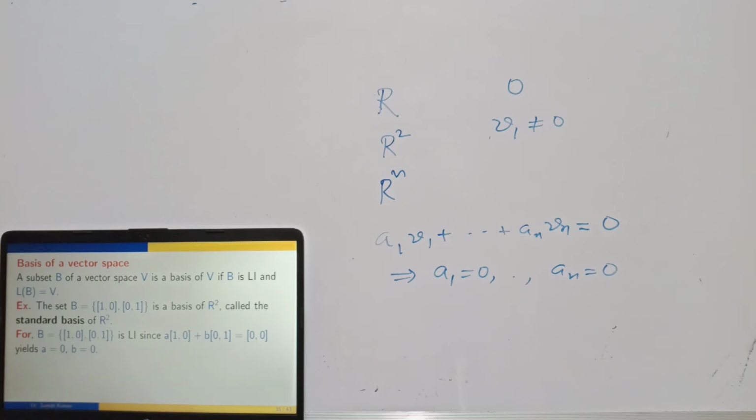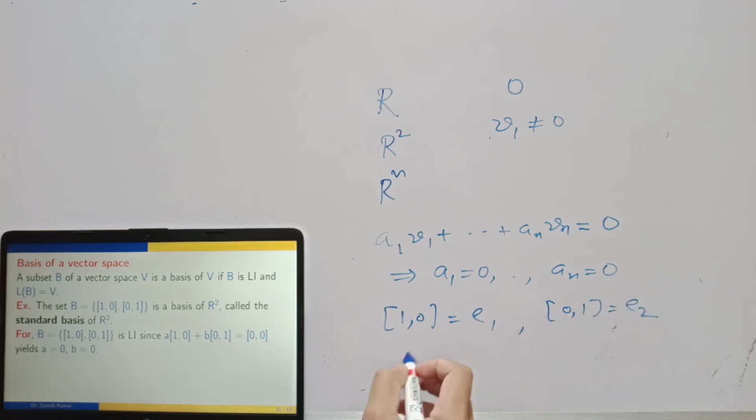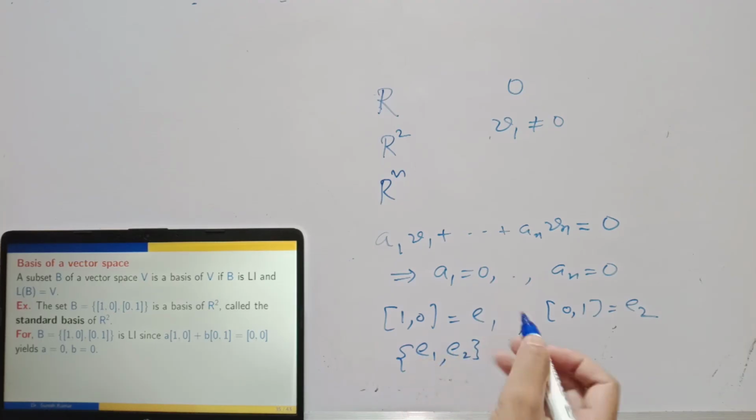Standard basis you should keep in mind. For R2 it is (1, 0), (0, 1). Sometimes we also write (1, 0) as E1. E1 means 1 lies at the first place and the second place is 0. E2 means (0, 1). So what is the standard basis for R2? E1, E2. For R3, E1, E2, E3. Just a shortcut notation. Okay.